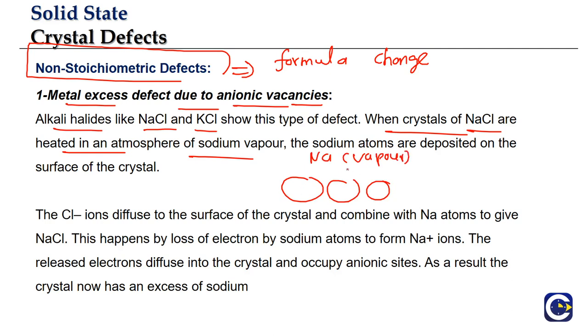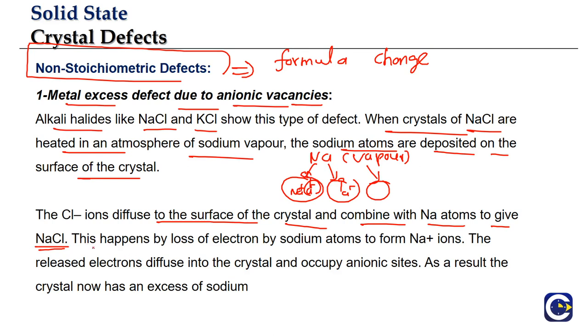Now as a result of it, the sodium atoms are deposited on the surface of the crystal. The sodium atoms will come and get deposited on the surface of the crystal. And inside, what is there? We'll have Na plus and Cl minus. The Cl minus will drift to the surface of the crystal and combine with the Na atoms. The Cl minus ions from within the crystal will drift to the surface and combine with what? Sodium atoms. And when they combine with the sodium atoms, they will be forming sodium chloride.